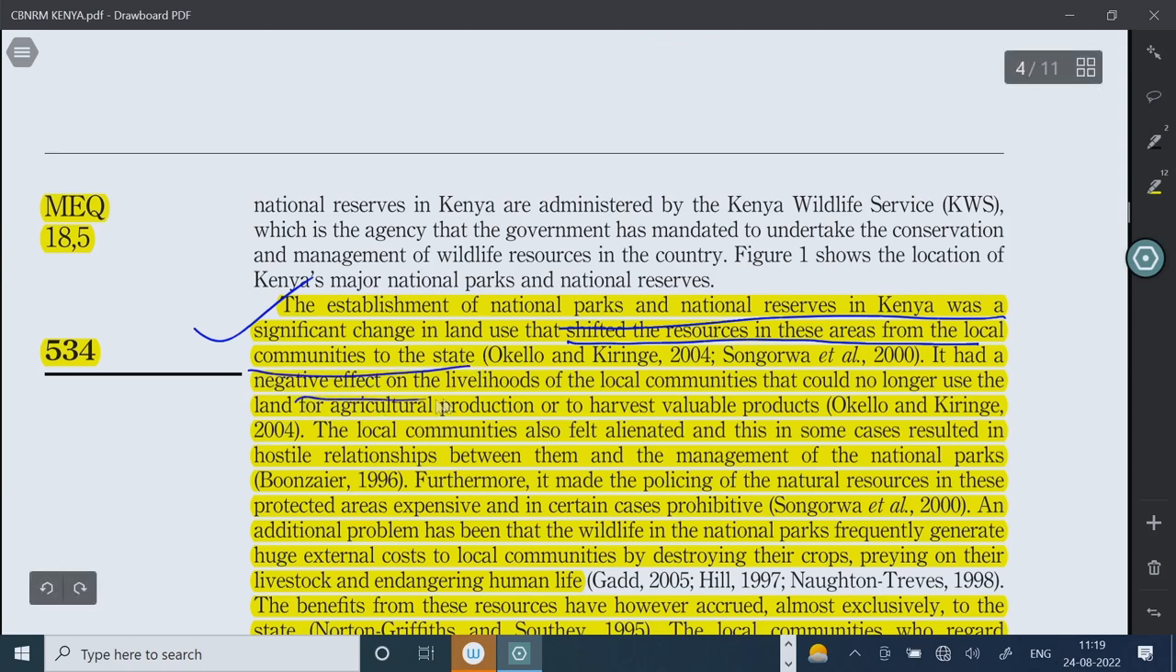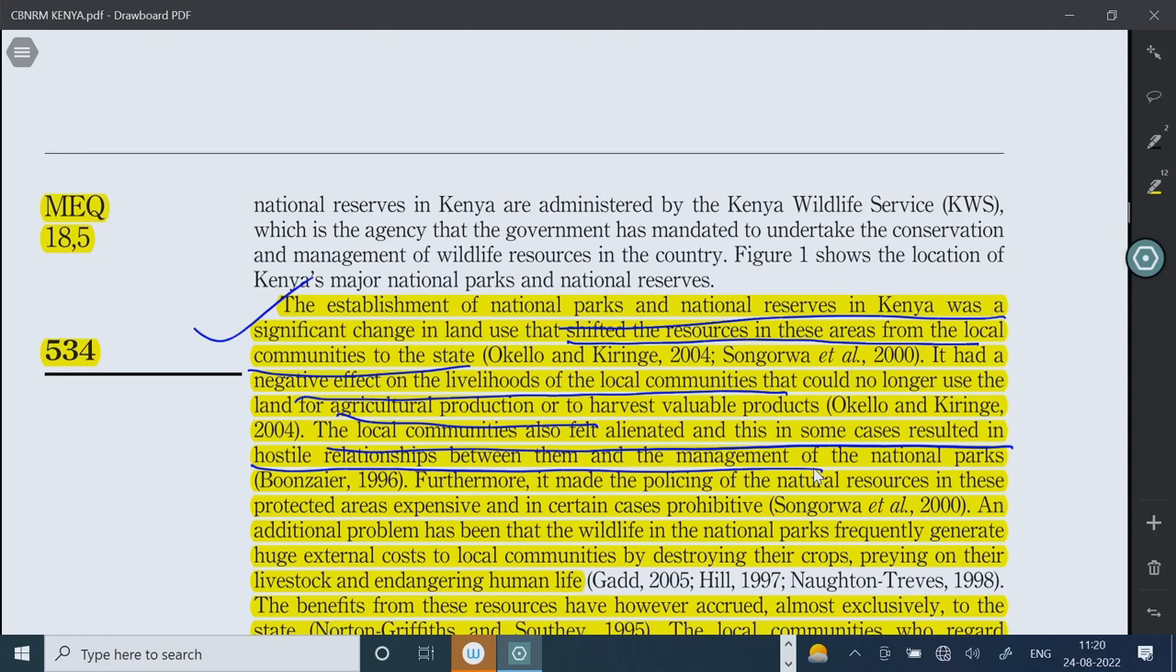And naturally, it had a negative effect on the livelihoods of the local community because they can no longer use the land for agricultural production or to harvest any kind of valuable product, because that land is now protected. So, the local community also felt that they are alienated, completely neglected, and this has in some cases resulted in a very hostile relationship between them and the management of the national parks, meaning the government who are controlling that. Also, policing of these natural resources in these protected areas has become expensive. The government found it very, very difficult to regulate. And once you have this kind of protective system, then definitely you will stop or reduce the access of the communities to those protected areas.